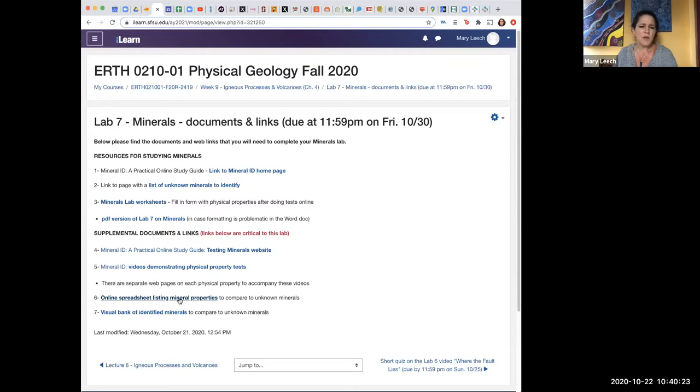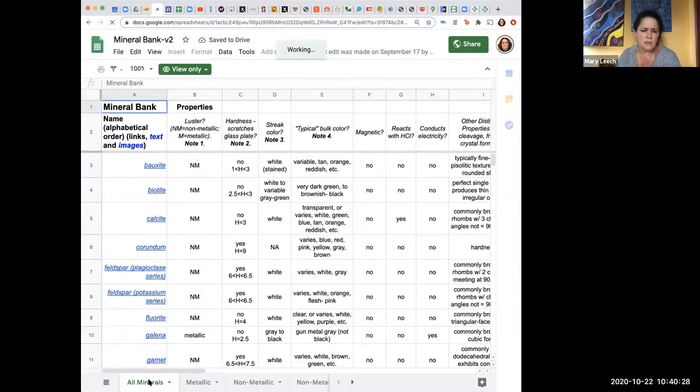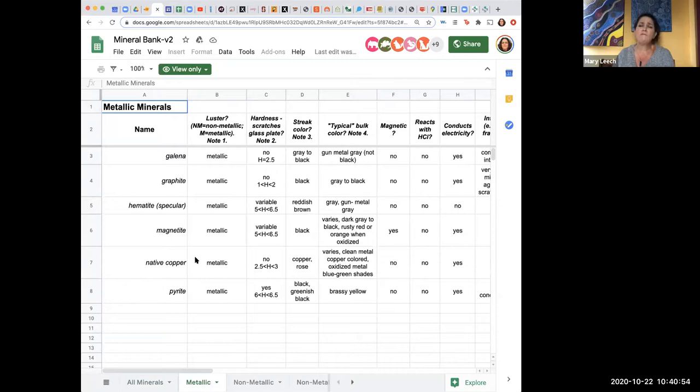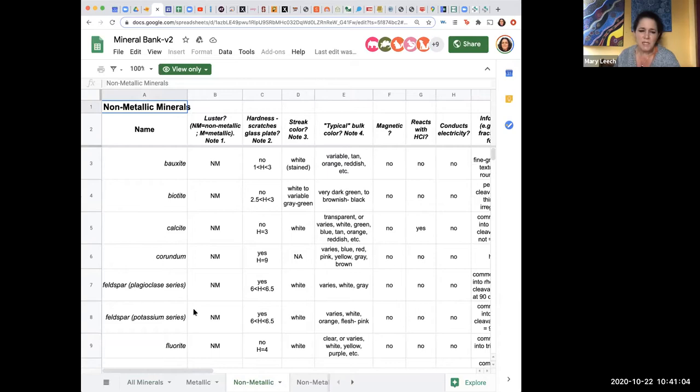He lists this. There are a bunch of different tabs down here. These are all the minerals. He's got the metallic ones, the non-metallic ones. So one of the first things that you should do when you choose a mineral is decide: does it have a metallic luster, or does it have a non-metallic luster, something more earthy or dull? Start there, because there are a lot fewer minerals with a metallic luster. That would narrow your choices down quickly.